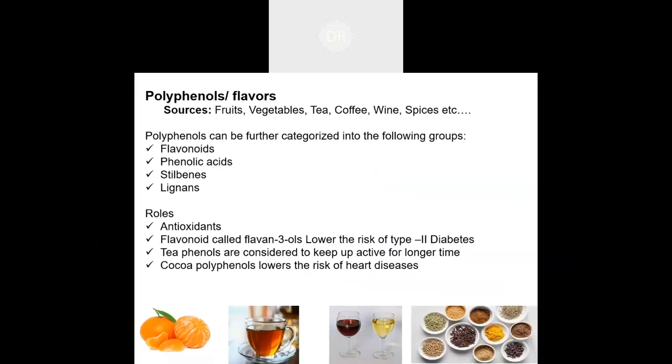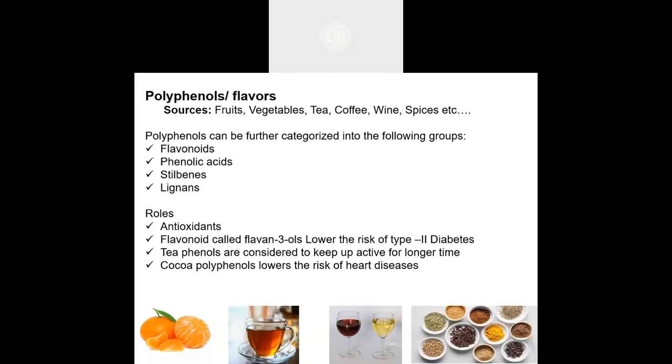Then phenols and flavors. These generally occur in fruits. There are various sources like fruits, vegetables, tea, coffee, wine, spices, etc. There are four phenolic compounds that majorly appear in foods: phenols, flavonoids, lignins, and stilbenes.